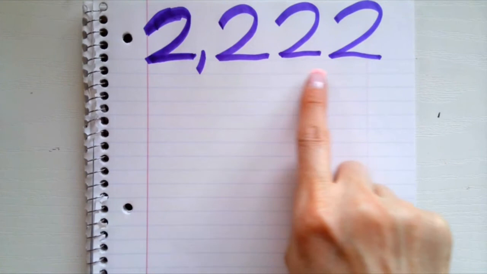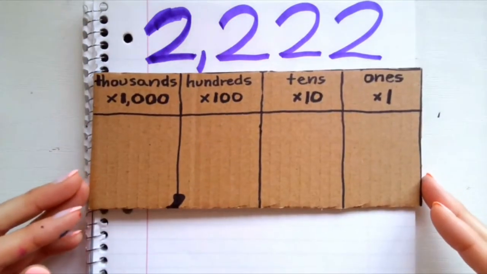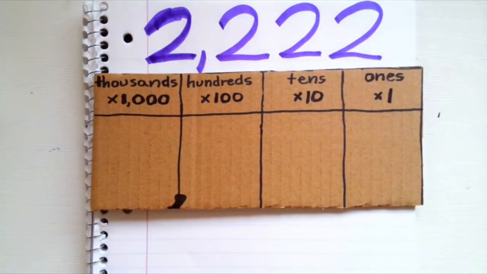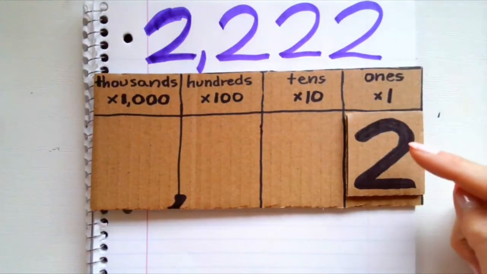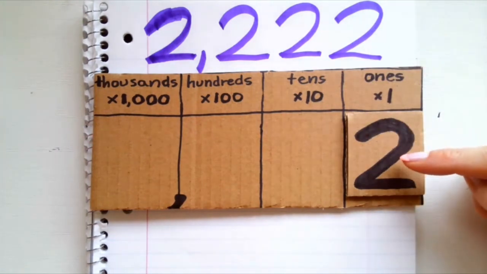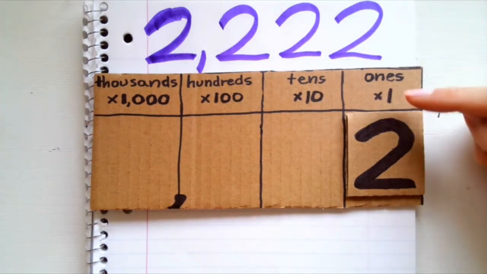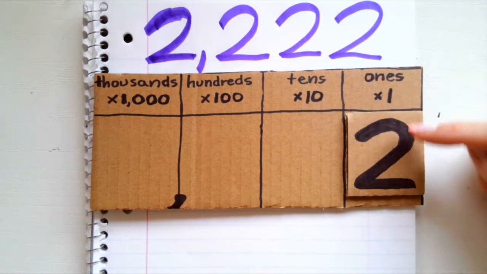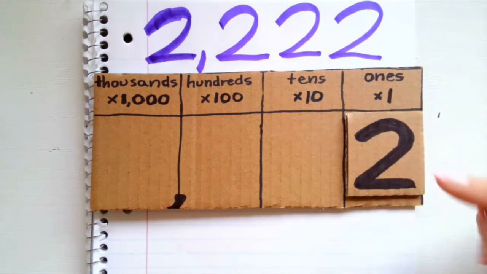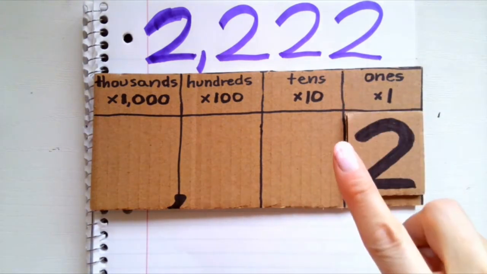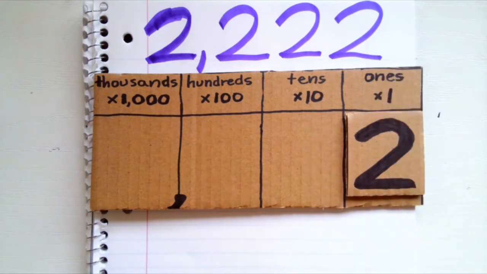What value are each of these 2's? Let's look at a place value chart. The first 2 is in the ones place. That's counting how many ones there are. 2 ones is just 2. 1, 2. So let's write down the value of that digit.